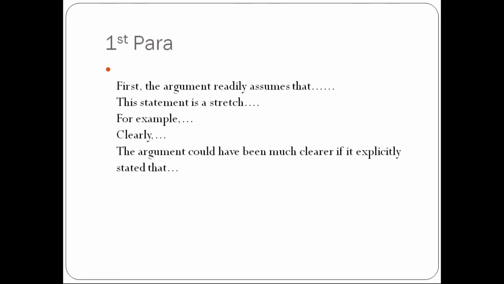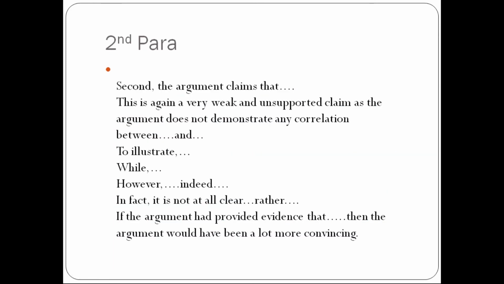So your first paragraph, these are typical phrases or terminology that you can use in the first paragraph. First, the argument readily assumes that the statement is a stretch. For example, clearly the argument could have been much clearer if it explicitly stated that. Second paragraph. Second, the argument claims that. This is again a very weak and unsupported claim. In fact, it's not at all clear if the argument had provided evidence that. Okay, so different ways to word the same sort of ideas.